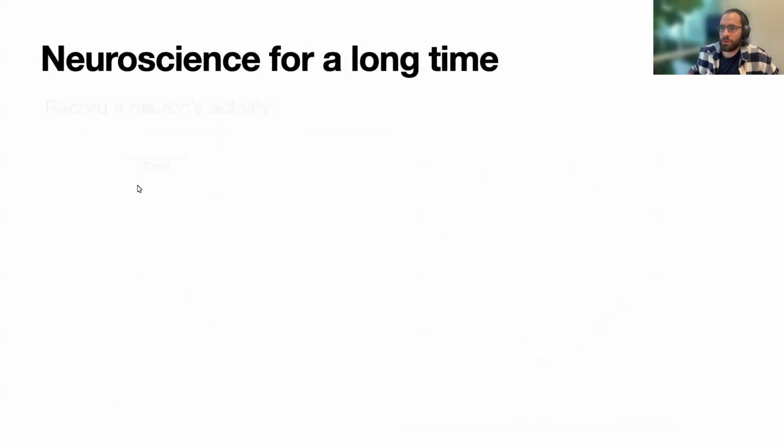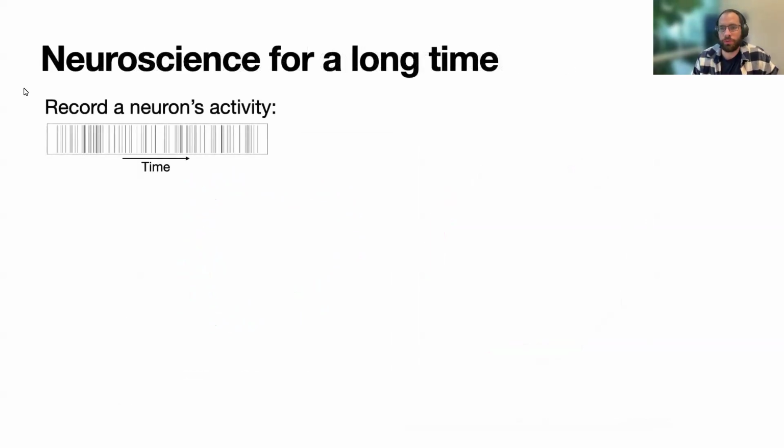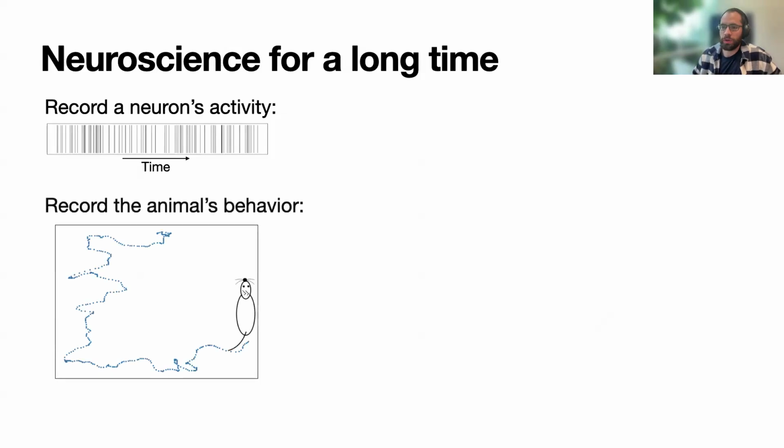And for a long time, this was the endeavor of neuroscience, right? We would record a particular neuron's activity either as spike trains or more recently with calcium imaging. We would record what the animal is doing, right? Maybe which direction it's facing, what kind of task it's engaged in. And we'd hope that there was some behavioral correlate to the neural activity that would let us determine what the neuron is encoding.